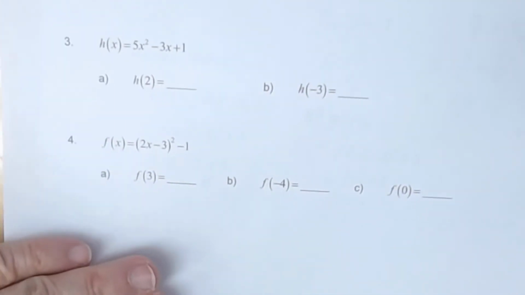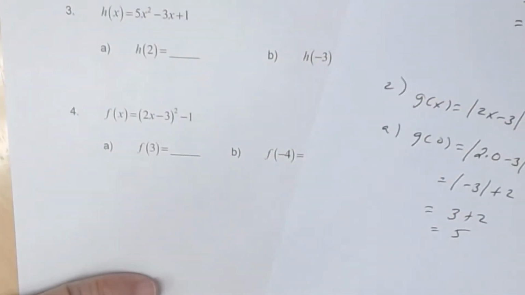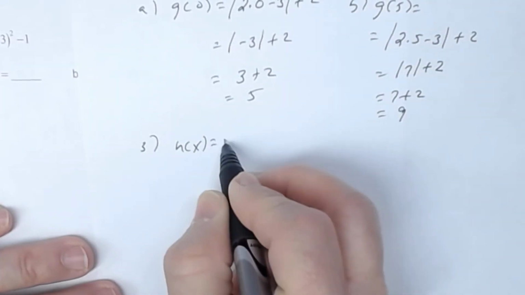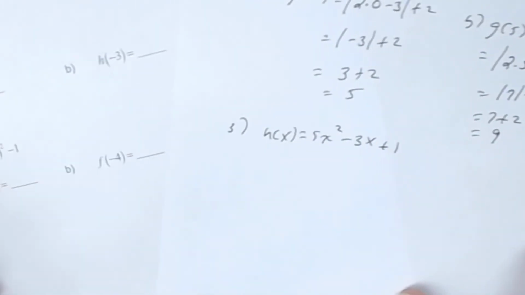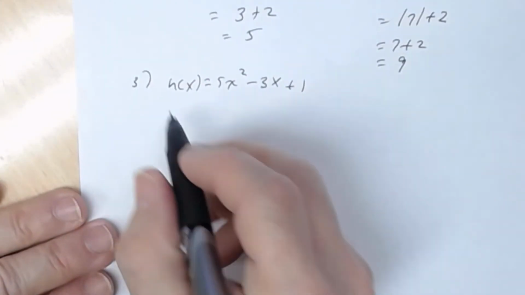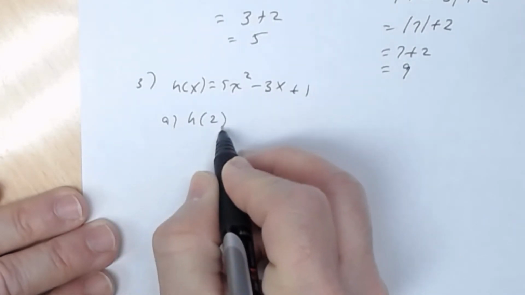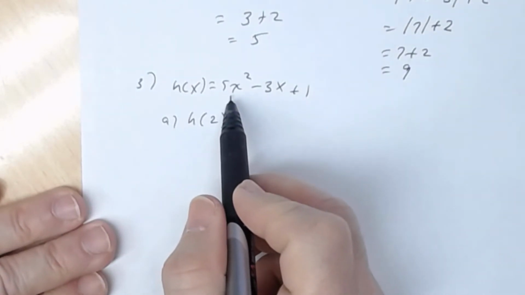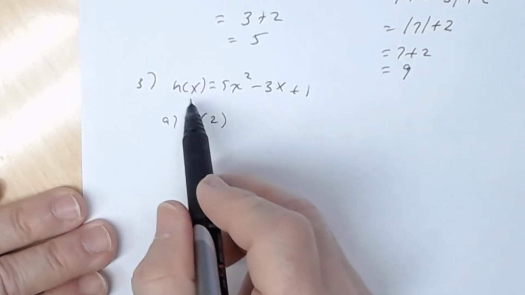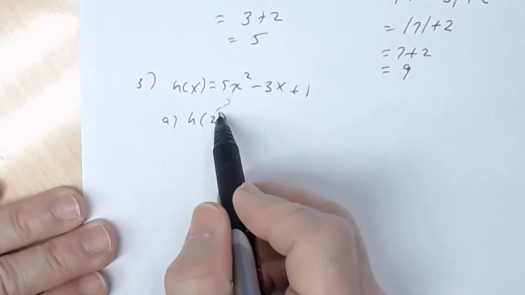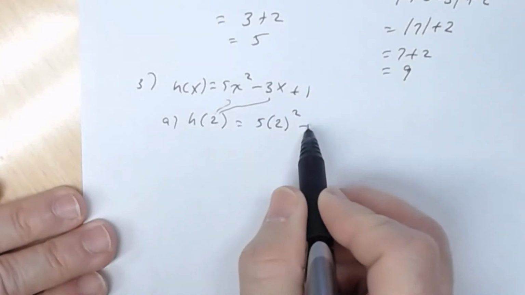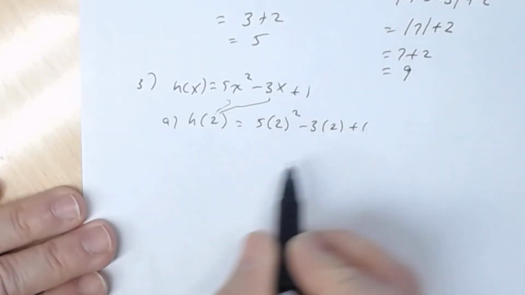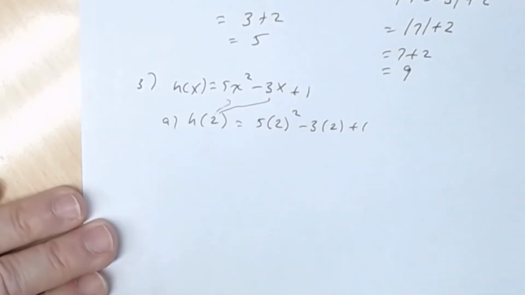Okay, number 3, this time you have h of x. Number 3, you have h of x is 5x squared minus 3x plus 1. Okay, so now, part A, you want to find h of 2. So again, where we see the variable x, you're going to substitute 2. So h of 2, h of x, so where we see the variable x, you substitute 2. So I get 5 times 2 squared minus 3 times 2 plus 1. And notice I just went ahead and put those in parentheses.